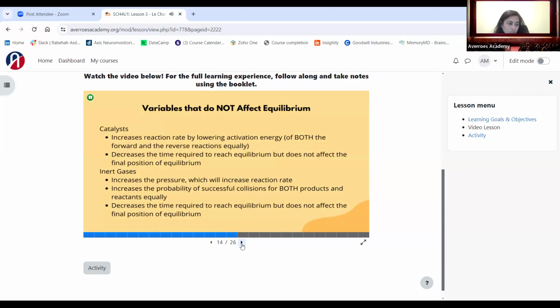One is adding catalysts. Catalysts are used in most industrial chemical reactions and in biological systems as well. A catalyst decreases the time required to reach the equilibrium position, but it does not affect the final position of equilibrium. It increases the reaction rate by lowering the activation energy of the system, so both forward and reverse directions equally. So it decreases the time required to reach equilibrium, but again, like I said, does not affect the final position of equilibrium. Forward and reverse rates are increased equally with the catalyst.